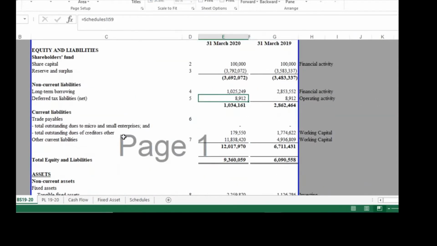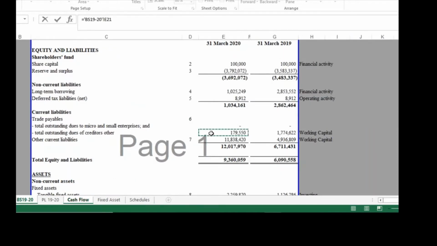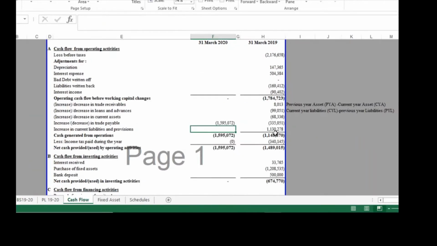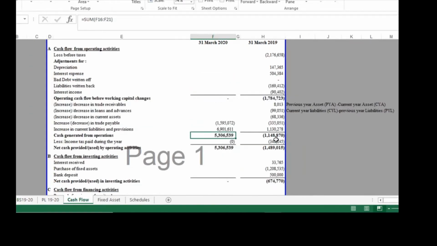Similarly, we go to the next item, which is trade payables, which is a working capital. So we go to the working capital part of our cash flow statement. Now you can see the trade payables. We use the same formula, current year liability minus previous year liability. Similarly, we place figures in current liabilities and provisions. Current year liability minus previous year liability.